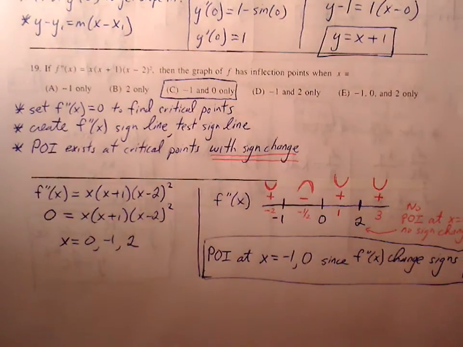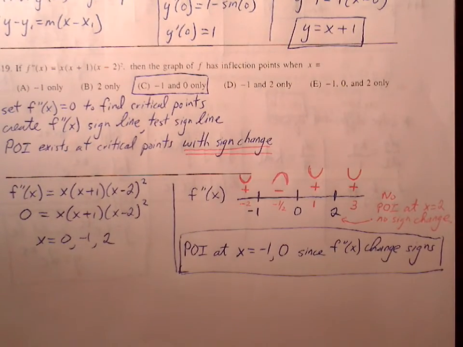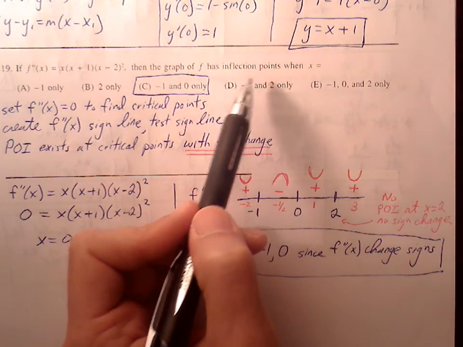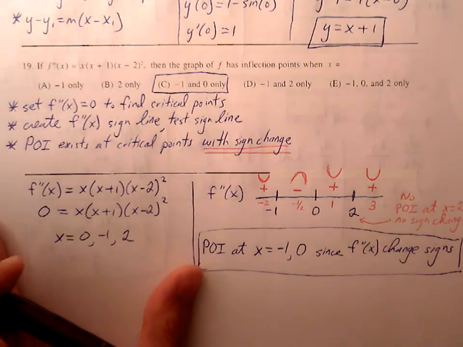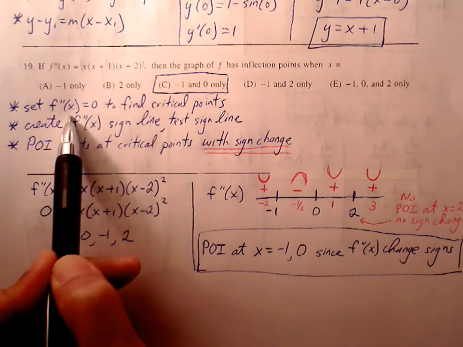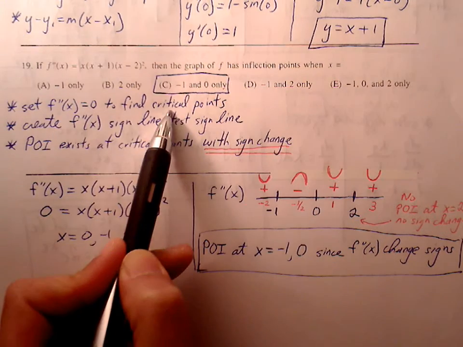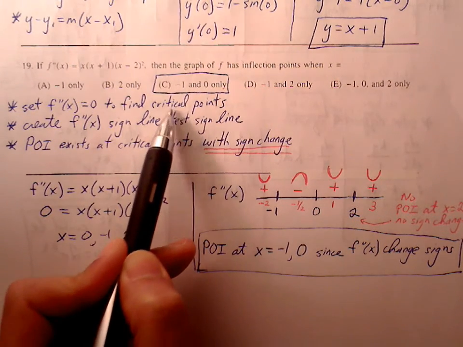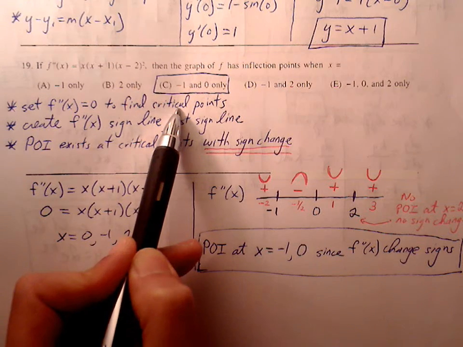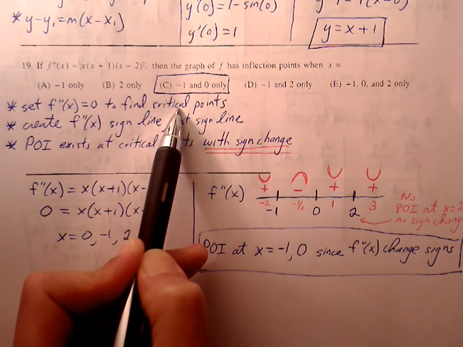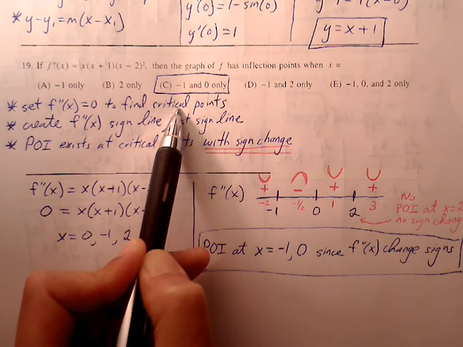Okay, so number 19, f double prime is given to us. Then the graph of f has an inflection when. So let's go through our steps. If we want to find points of inflection, we're going to find f double prime, which is given to us. We're going to set f double prime equal to 0 so that we can find critical points. But let's make sure we don't stop there. Just because we find critical points, that just means that we have candidates for points of inflection, but not all are guaranteed to be a point of inflection. So we have to make sure we do the additional checks necessary.